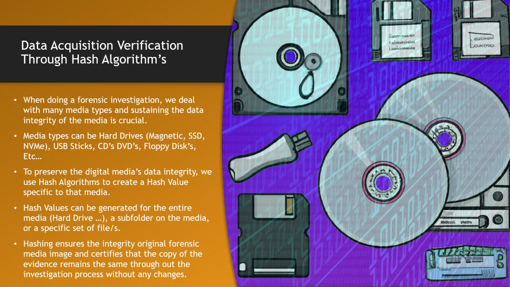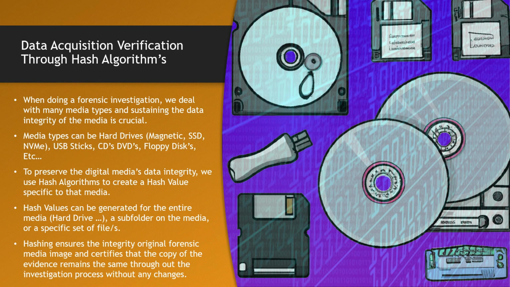In the process of a forensic investigation, we deal with many storage device types, ranging from magnetic hard drives, USB sticks, CDs, DVDs, floppy disks, zip drives, to tape backups. And sustaining the data integrity of those media devices is crucial. This is where hashing comes in handy. For example, we can create a hash digest for the entire hard drive, or a subfolder on a USB stick, or even an individual hash digest for a specific file or a set of files on that storage media.